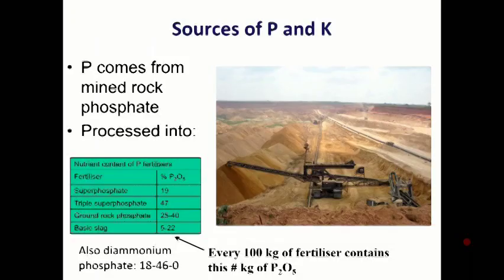Where do we get our nutrients from? So phosphorus comes from mined rock phosphate. That's an image of a huge phosphate mine in North Africa. And I think I mentioned this in my lecture about phosphorus. A bit of concern around the world about the instability of some of these areas where the phosphate is mined.